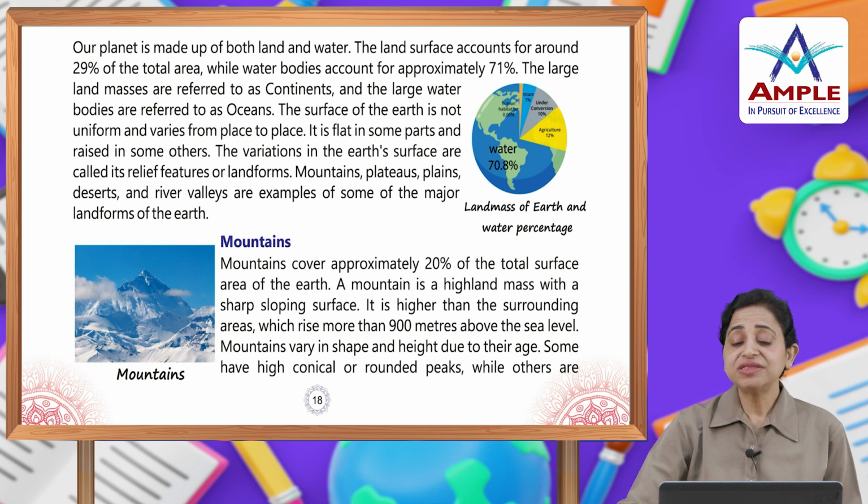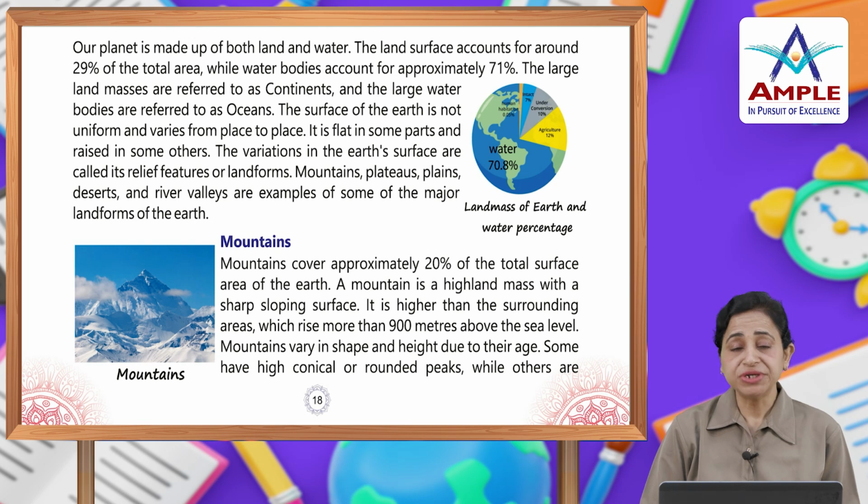Our planet is made up of both land and water. The land surface accounts for around 29% of the total area, while water bodies account for approximately 71%. The large land masses are referred to as continents and the large water bodies are referred to as oceans. The surface of the earth is not uniform and varies from place to place.